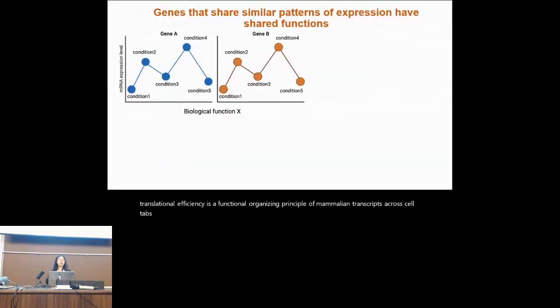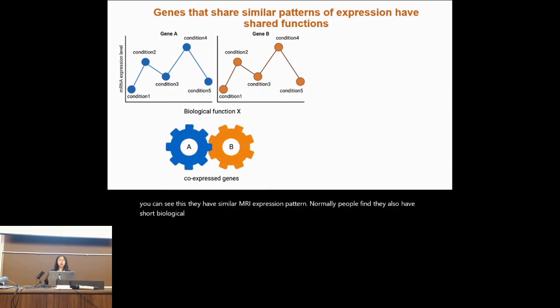First of all, I want to refresh you on the concept that genes with similar mRNA expression patterns also share the same biological function. As you can see in this cartoon, gene A and gene B have similar mRNA expression across different conditions. The conditions can be different treatments, drug treatments, or knockdown, knockout. Since they have similar mRNA expression patterns, people normally find they also share biological function, and people call these two genes co-expressed genes.